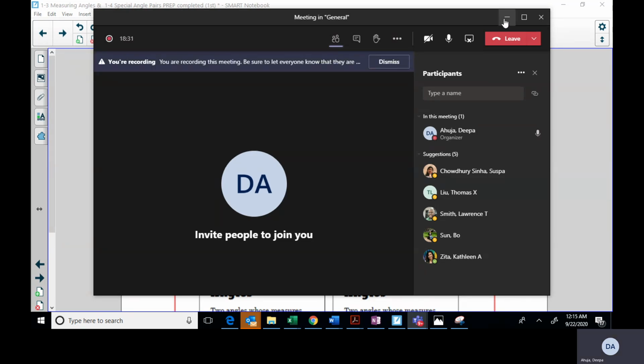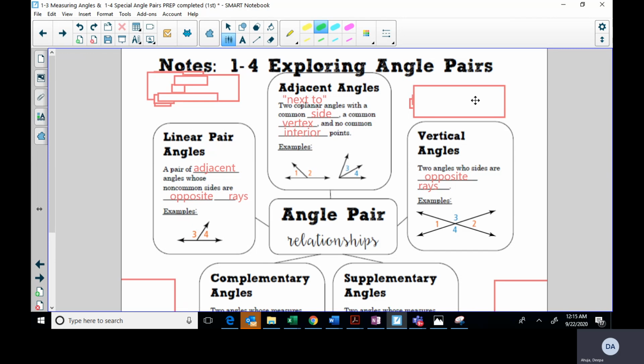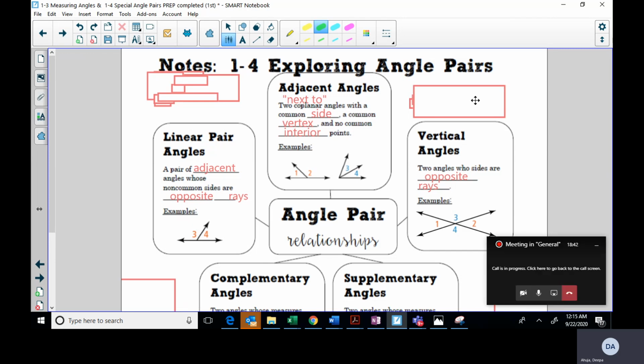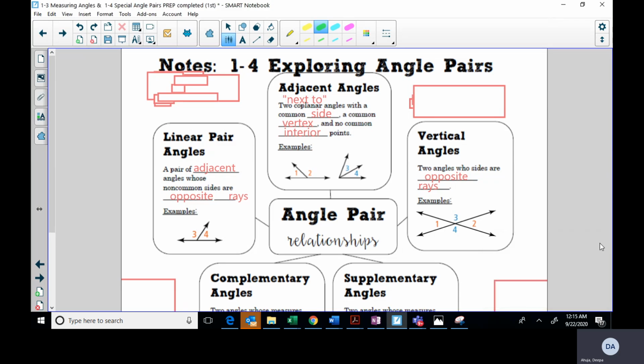Welcome to geometry class. Today we will start with the last topic of our unit 1, that is exploring angle pairs. Please open your class notebook and split your screen into two halves. On one half you should have your exploring angle pair video playing, and on the other half you should have your class notebook open so that you can write down the information or highlight the important words in the notes.